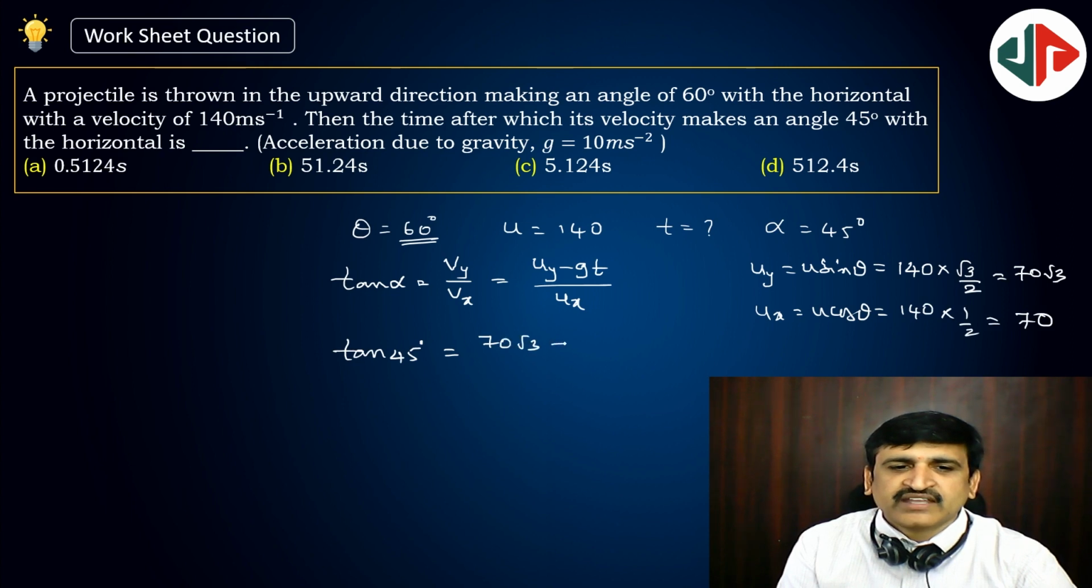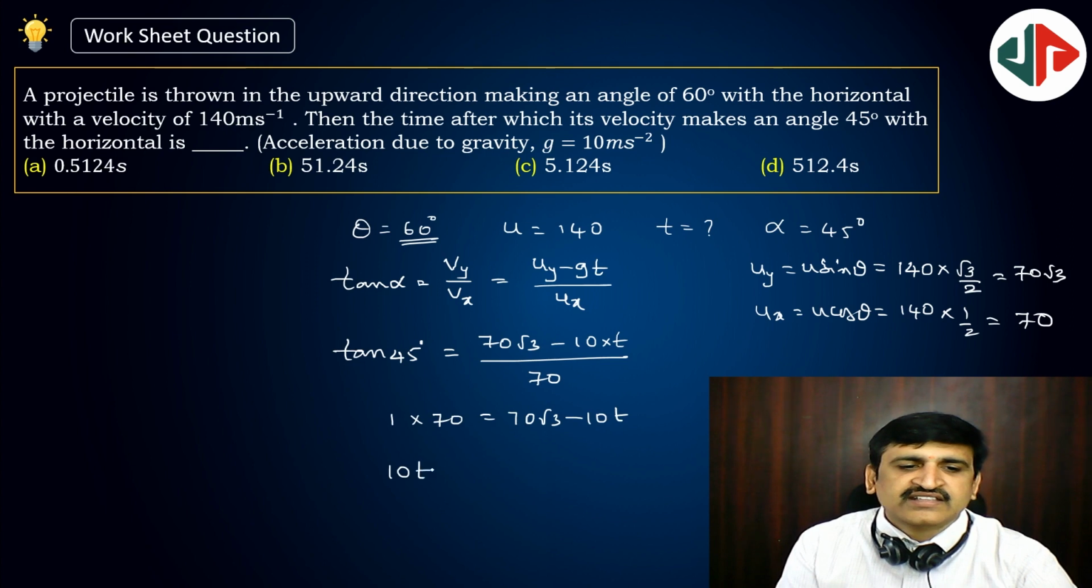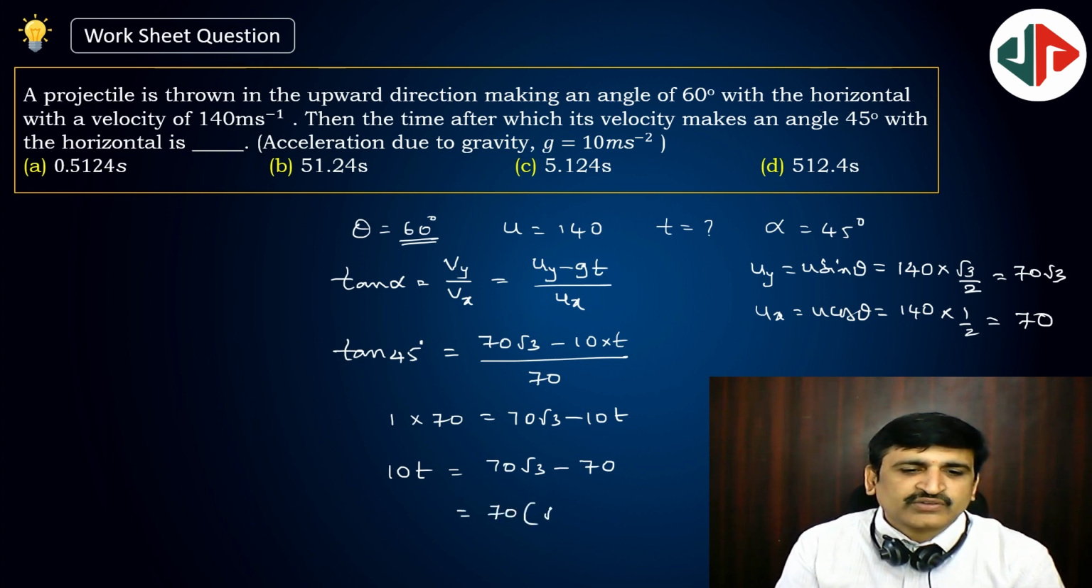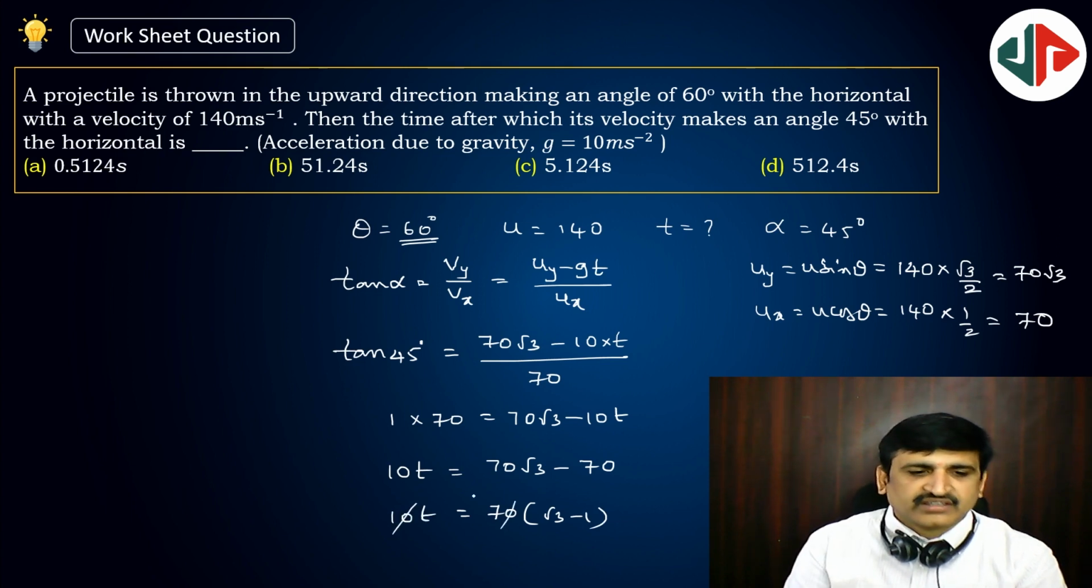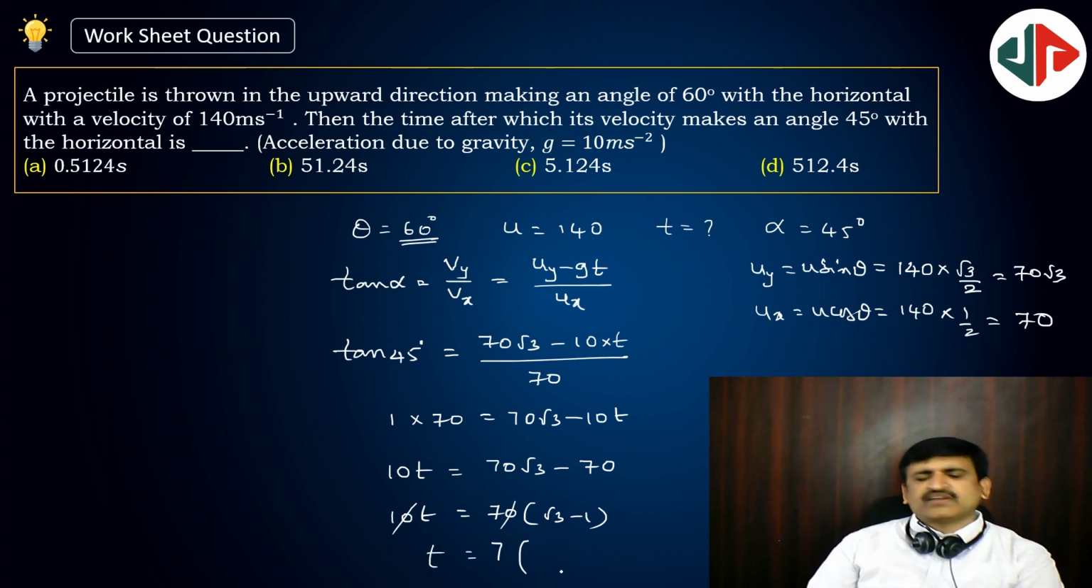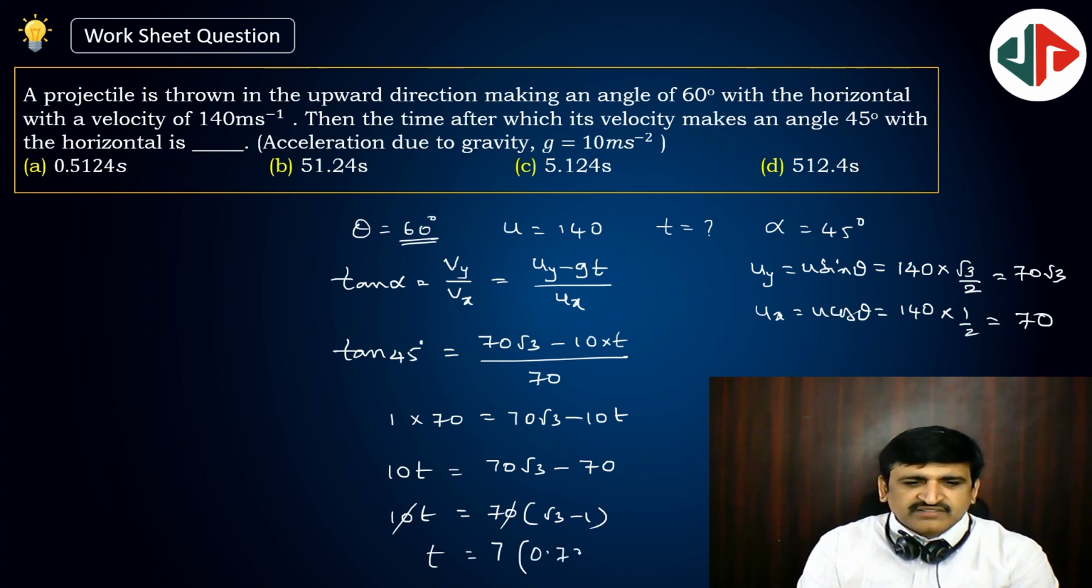Now, Uy is 70 root 3 minus gt, 10 into t. We want time only. Divide by Ux, which is 70. Tan 45 is 1. So 1 into 70 is equal to 70 root 3 minus 10t. So 10t is equal to 70 root 3 minus 70, which is 70 of root 3 minus 1. So t is equal to 7 times root 3 minus 1, that is 1.732 minus 1, 0.732. That is 7 times 0.732, roughly 5.